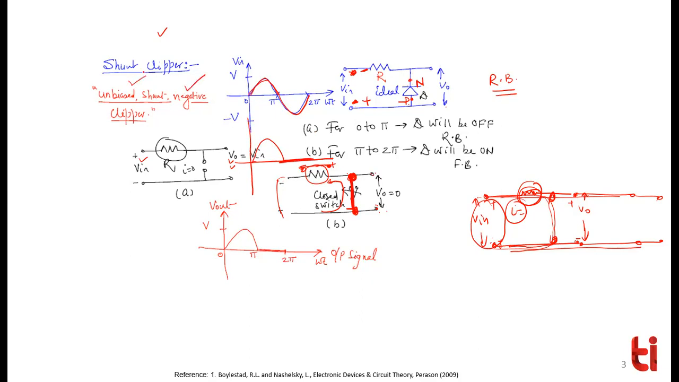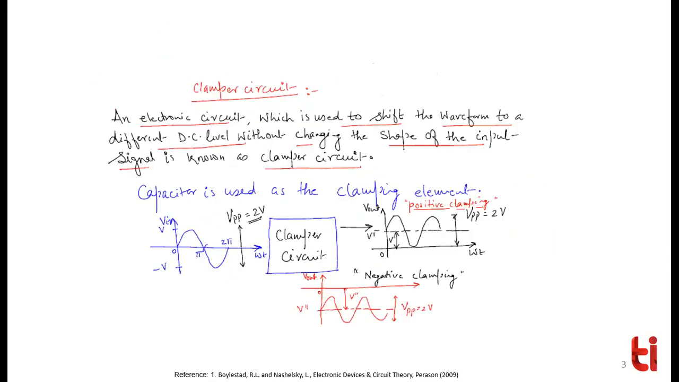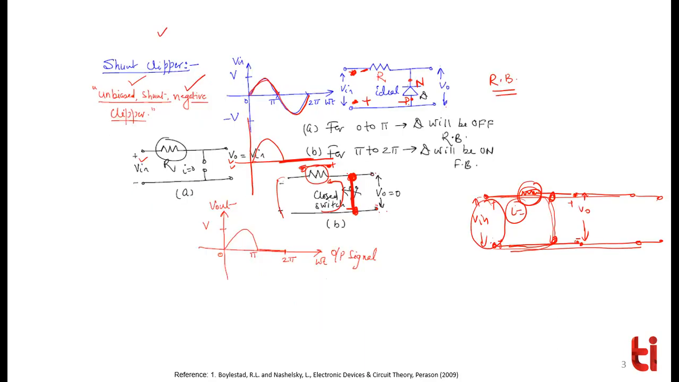Okay, now in this there are no examples of shunt bias. Let me now show you some examples. Let me make some circuits.